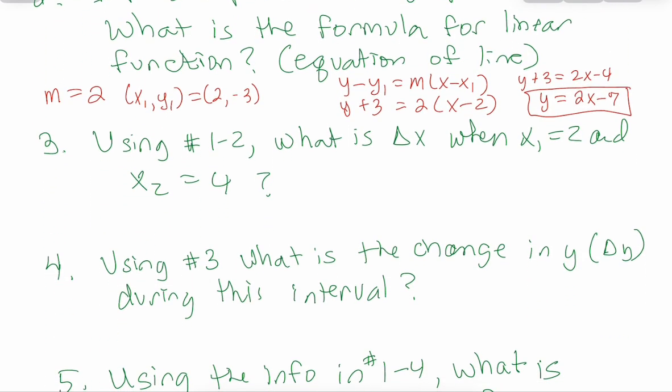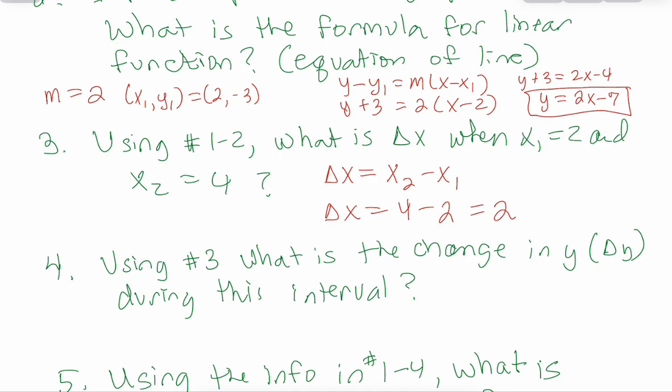Using what we've seen in problems 1 and 2, what is delta x when x1 is 2 and x2 is 4? So remember, delta x is just the change in x, so it is ending minus beginning, x2 minus x1. So just plop them in. x2 is 4, x1 is 2, 4 minus 2 is 2. We have changed by 2.